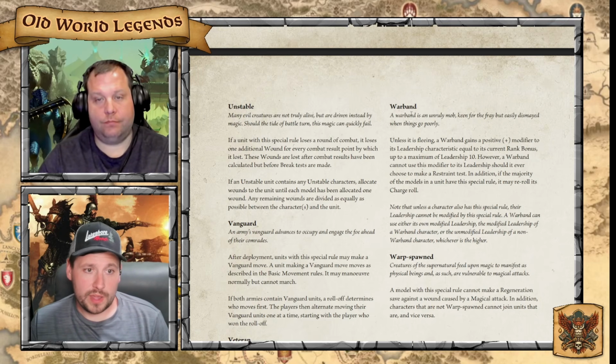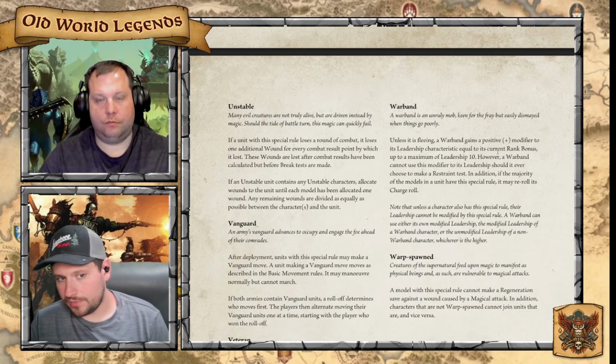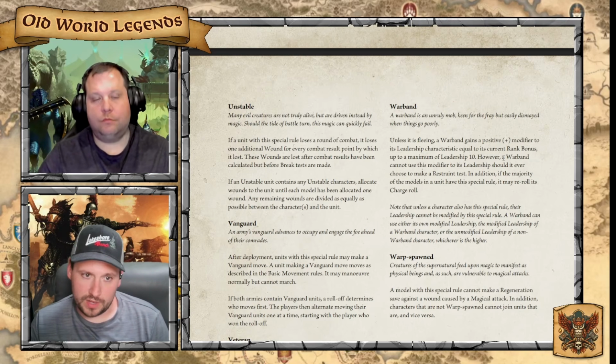Okay, so Warband is everywhere, and it is a very important rule for the armies that have it because, first of all, you get a positive modifier to its leadership equal to its rank bonus. Now, rank bonuses across the board are actually limited. Regular infantry can only get a rank bonus of +2 unless they have Horde. Now, very often units that have Warband also have Horde, but we're going to get into that.